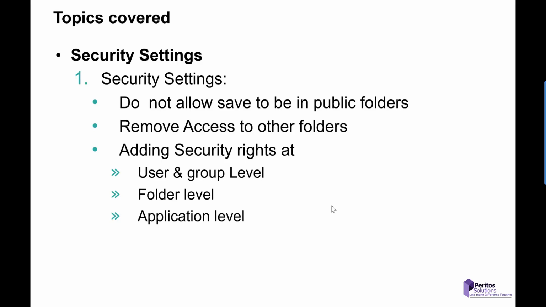So I would like to summarize the topics that we covered in this video. We covered the security settings, on how you should not allow save in the public folders by right clicking on the folder level option, and by managing the security right, you can deny the option to save in that same folder. Removing access to other folders, you can just right click, and again using the user security you can remove access to that folder. You can add security rights at a user and group level, folder level and application level. So that's how we saw that you can enable and disable the design button, the editing as well as the saving after you make these settings.